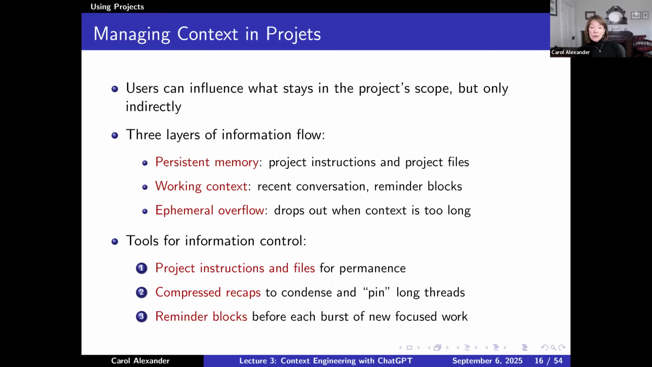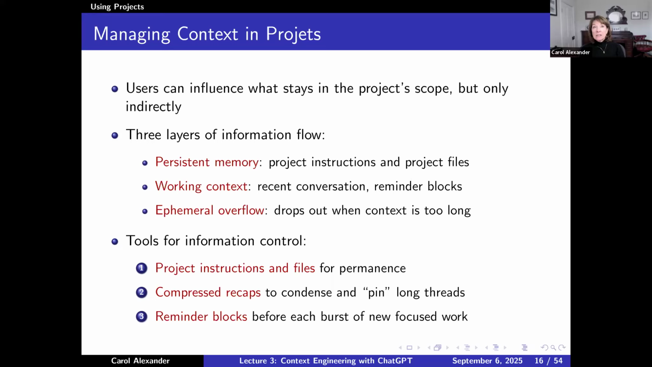So what tools have you got to control the information flow? Well, you've got your project instructions and files. These compressed recaps are used to condense long threads, when you've got a response that's like 500 words long and it's used a lot of context window. You may want to condense it, and then you can pin the information back into the context window.